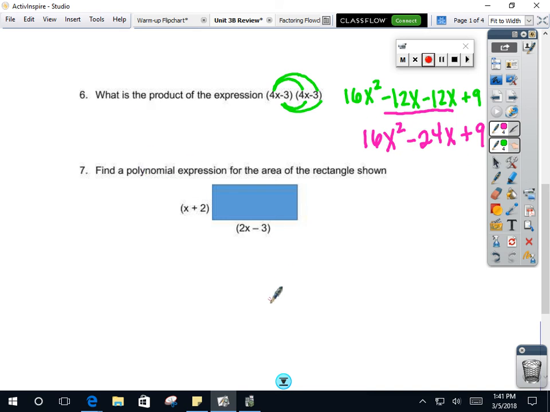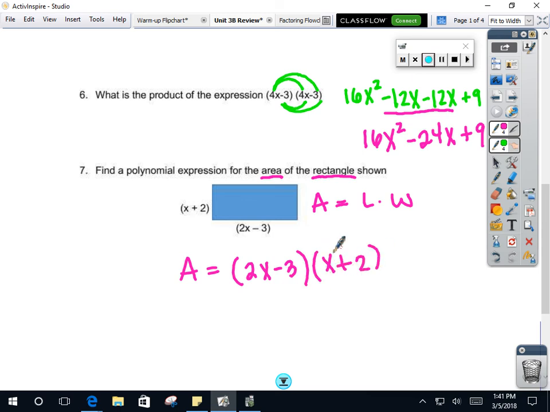Okay, number 7. Find a polynomial expression for the area of the rectangle shown. So they're wanting us to find the area of the rectangle. What is the formula for area of a rectangle? Just length times width. It's just two-dimensional. So we're going to do the length, which is 2x minus 3, times the width, which is x plus 2.